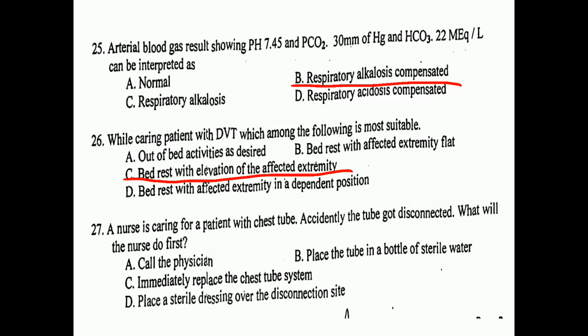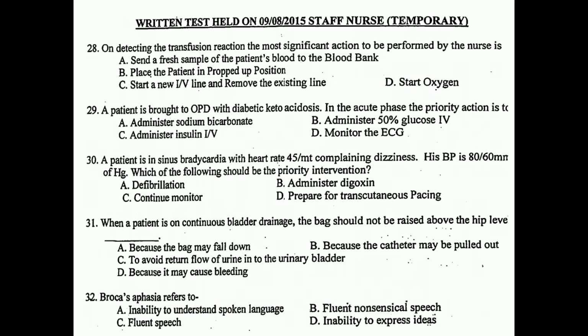Question number 27. A nurse is caring for a patient with a chest tube. Accidentally, the tube got disconnected. What will the nurse do first? Options are call the physician, place the tube in a bottle of sterile water, immediately replace the chest tube system, place a sterile dressing over the disconnection site. The correct answer is option D, that is place a sterile dressing over the disconnected site.